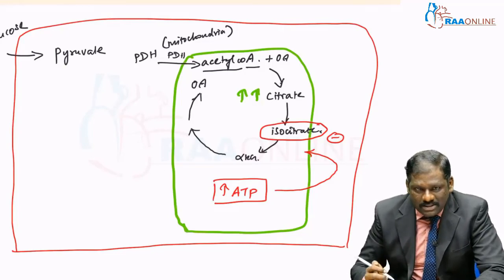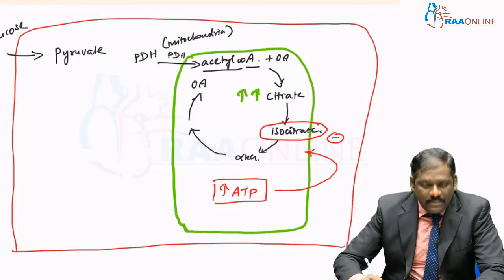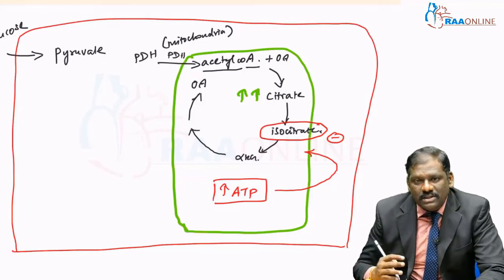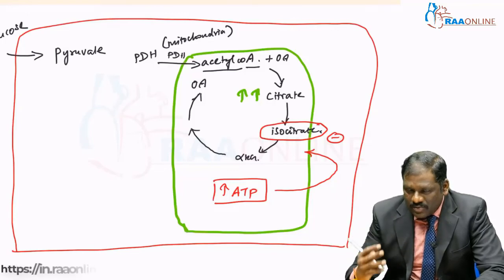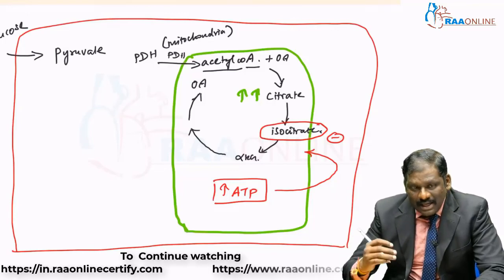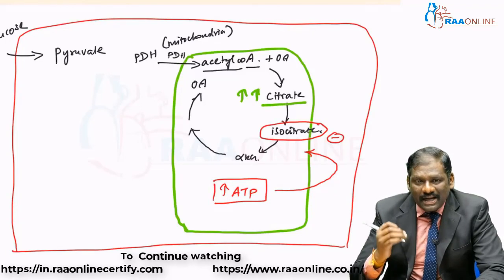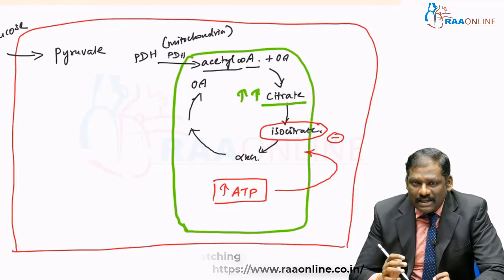Up to this point, please understand, during the well-fed state or during the time of high ATP levels, what happens? The high amount of ATP inhibits the isocitrate dehydrogenase enzyme, and because of this, the isocitrate formation is inhibited. Because of the inhibition of isocitrate formation, there is increased accumulation of the substrate, which is citrate here. So with an increased amount of citrate inside the mitochondria, what does this citrate do?